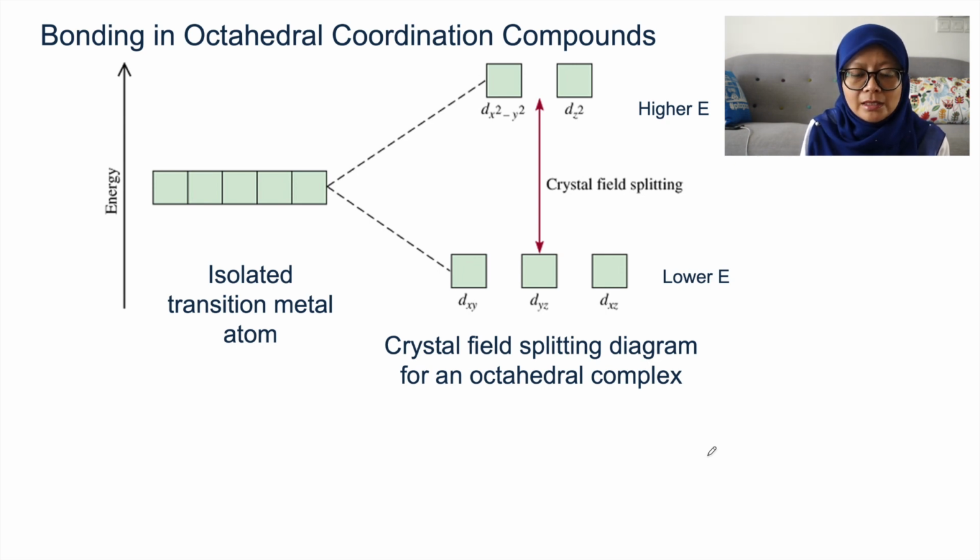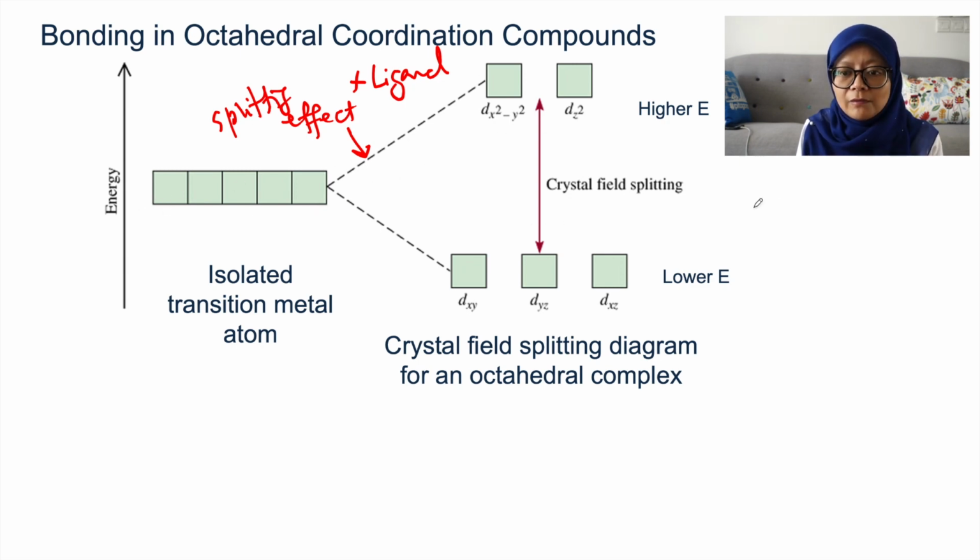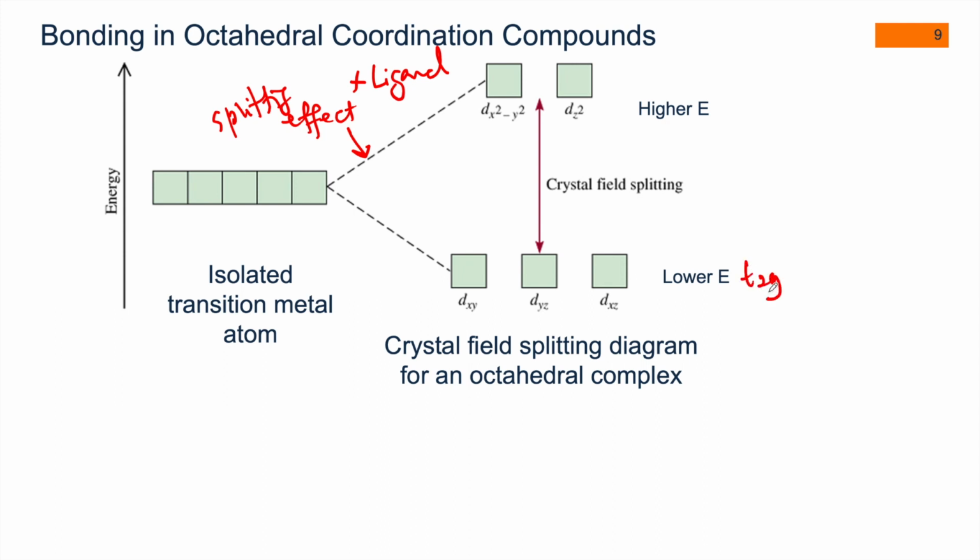So this is another example for the octahedral coordination compound or octahedral geometry. We have an isolated transition metal atom and then we react it with ligand. So we have the Lewis acid and also Lewis base. And what happened here is the crystal field splitting effect. These 5 orbitals will split into 2 levels. The first one is the T2g, lower energy, and the higher energy one is the Eg. For the T2g, we have dxy, dyz, dxz, and for the Eg, we have dx squared minus y squared and also dz squared. So this is a general splitting diagram for an octahedral complex.